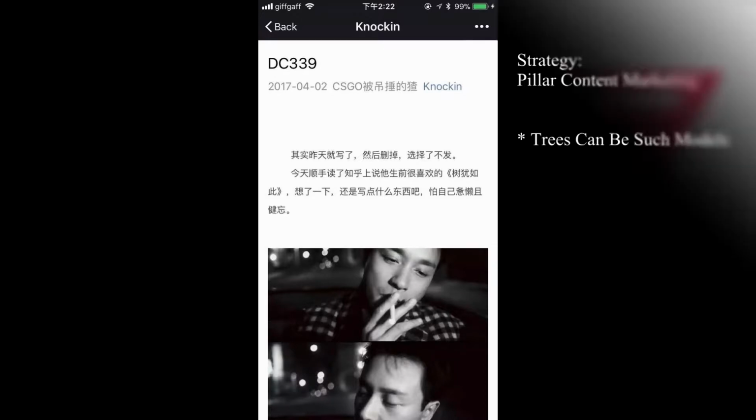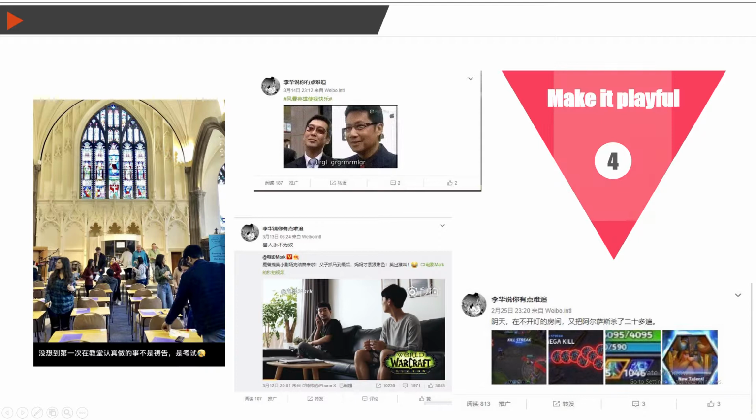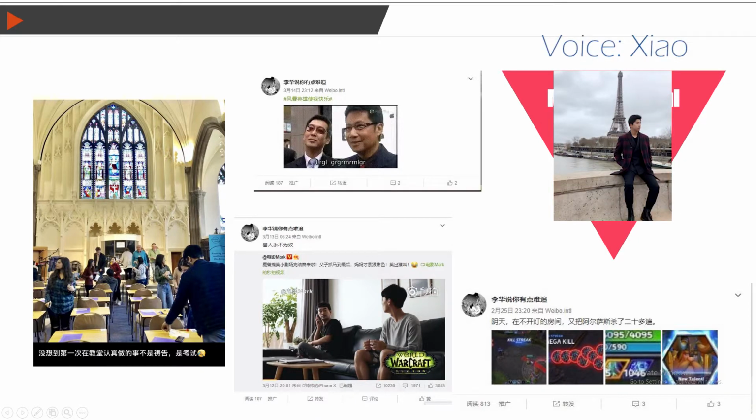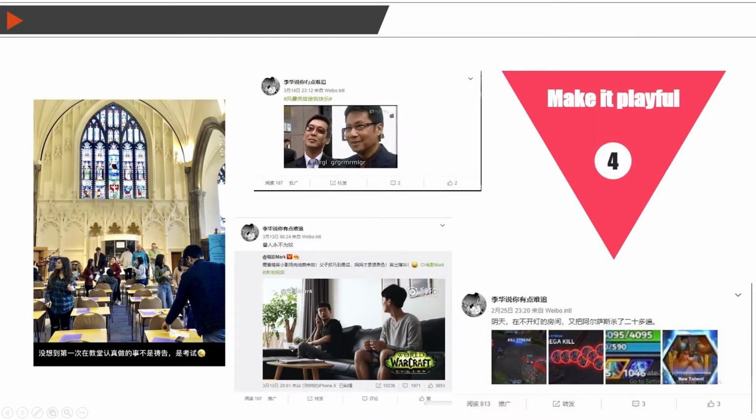Here are some examples. The first part is making it playful. You can see the picture on the left. The content is: it is unexpected that the first thing I did in the church is taking an exam rather than praying. It is really an interesting thing to share, and it could attract others' attention.